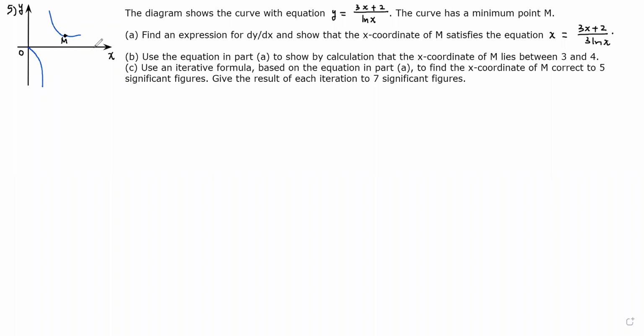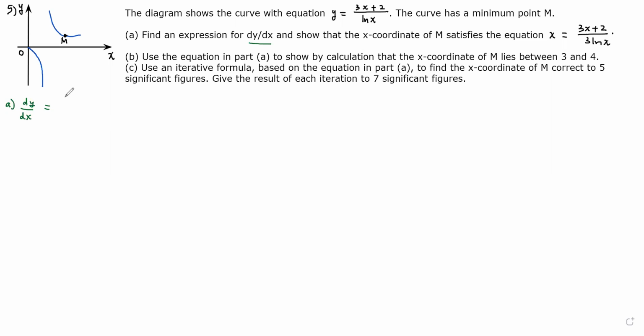Diagram shows a curve with equation y equals (3x plus 2) over ln x. M is a minimum point. We need to find an expression for dy/dx and show that the x coordinates of M satisfy the equation given. To find an expression for dy/dx, since y is in the form of u over v, we need to apply the quotient rule.